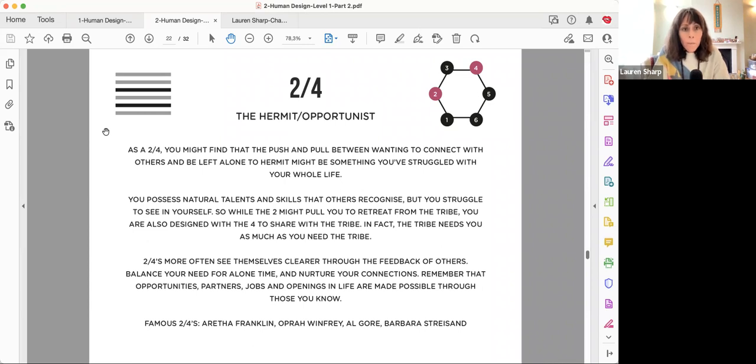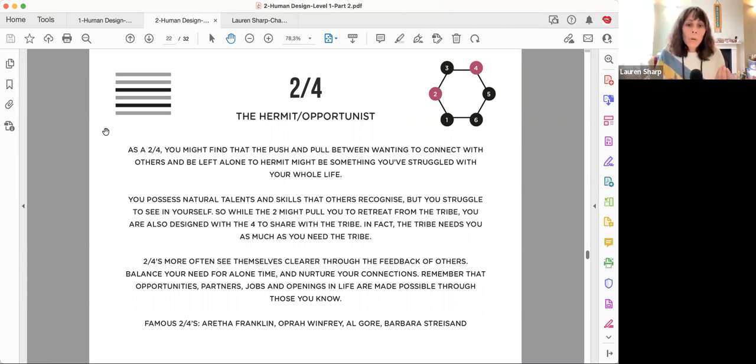A 4 meets people through people they know. A 4 gets jobs through people they know. A 4 has great experiences when they connect through people they know. So with a 2 here, you still have to be connected. You can't disconnect yourself completely. You can't retreat from the tribe. You're meant to be sharing and engaging.